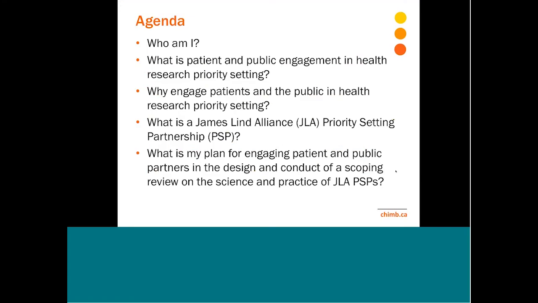So a quick agenda for today's talk. I've got a lot to cover, so I'm going to try and get through it as quickly as I can. Firstly, a brief introduction into who I am. Then I'll define what patient and public engagement in health research priority setting is. Talk about some of the reasons why we should engage patients and the public in health research priority setting. I will introduce and provide an overview of the James Lind Alliance process. And then finally, introduce my plan for engaging patient and public partners in the design and conduct of my scoping review.